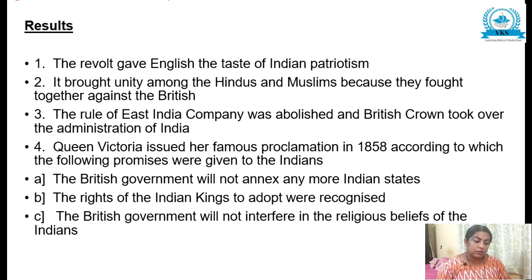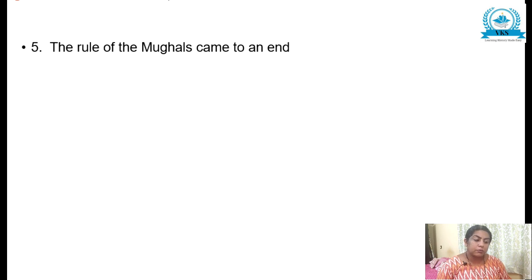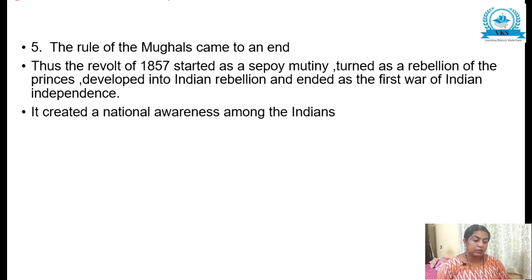The British government will not interfere in the religious beliefs of Indians. That the Indians will get better opportunities in administration. The rule of the Mughals came to an end, and thus the revolt of 1857 started as a sepoy mutiny, turned as a rebellion of the princes, developed into Indian rebellion, and ended as the first war of Indian independence. It created a national awareness among the Indians.